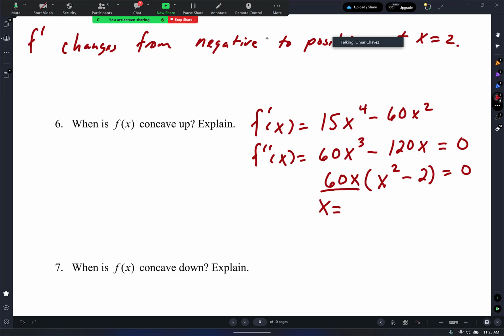So, set it equal to 0. So x equals 0 and x equals plus minus square root of 2. How do we feel?